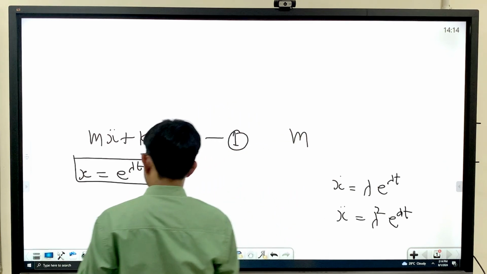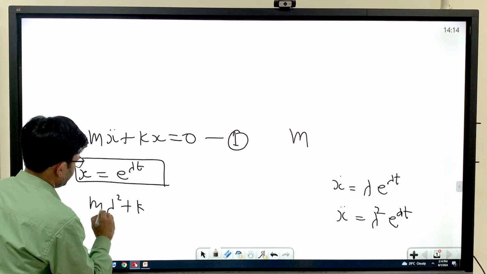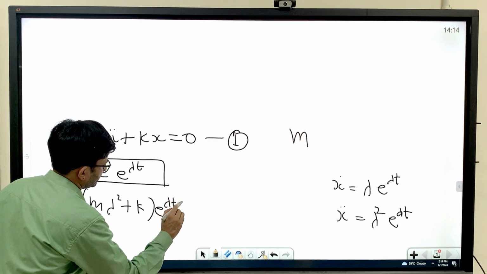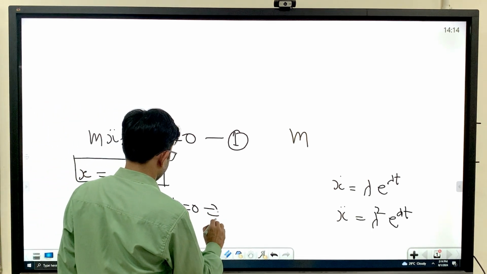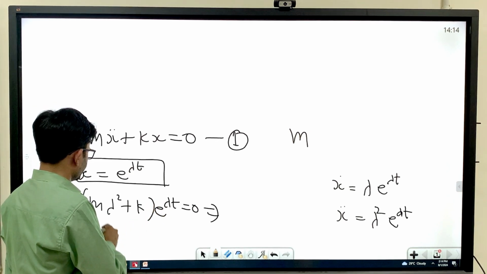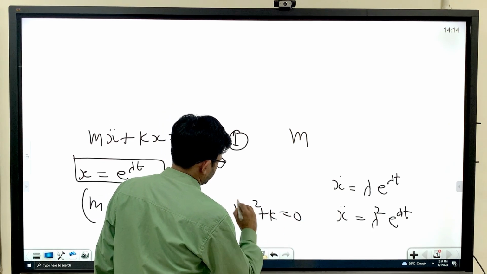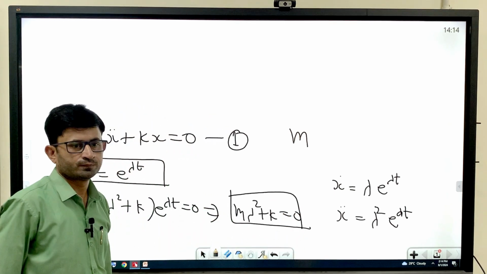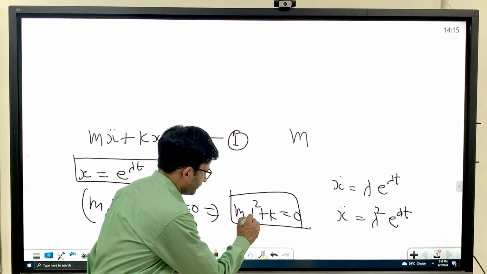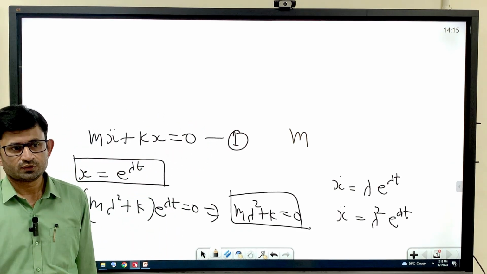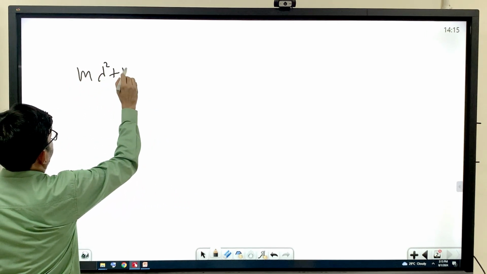So you can put m lambda square plus k and take e to the power lambda t common, right? Since e to the power lambda t is not 0, this part has to be 0. You are differentiating with respect to t. How many roots will it have? 2, right? m lambda square plus k equal to 0.